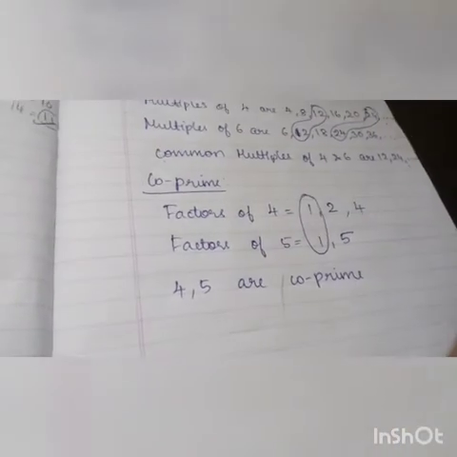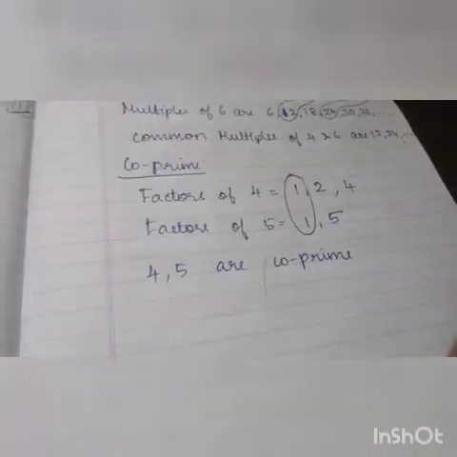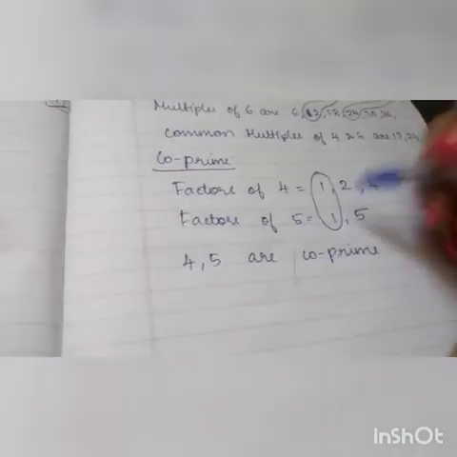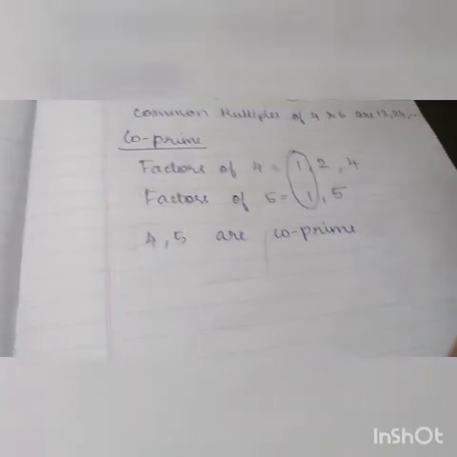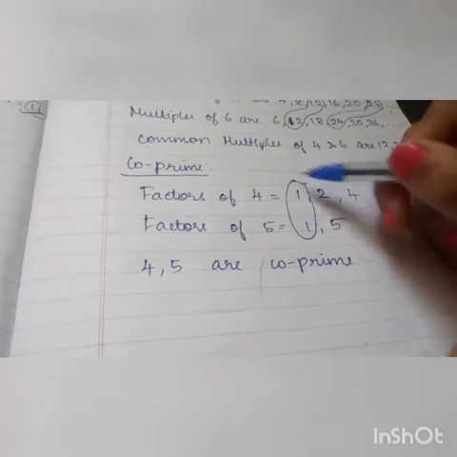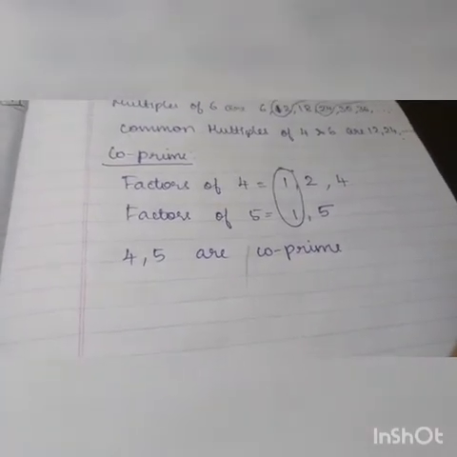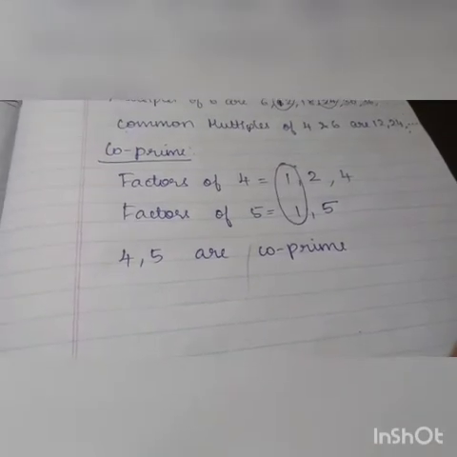Okay, it need not be a prime number. It can even be two composite numbers, no problem, but the common factor should be only 1. Two numbers, any numbers, prime or composite, no problem, but if the common factor is 1, then they are called co-prime numbers. So this is the main definition given there. Okay children.